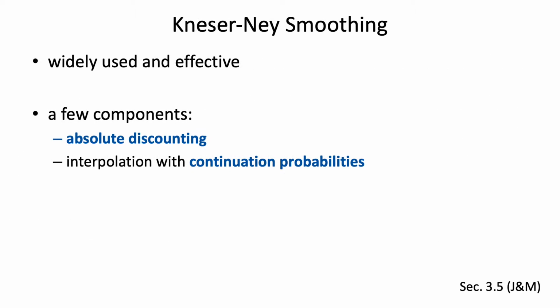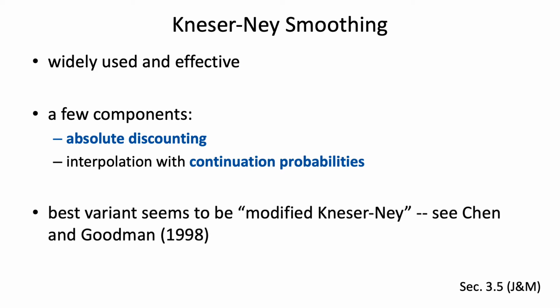A widely used and highly effective smoothing method is Kneser-Ney smoothing. There are a couple of components, including absolute discounting and interpolation with continuation probabilities, both of which we'll discuss. The best variant is something called modified Kneser-Ney smoothing. This is the version most often used in practice.